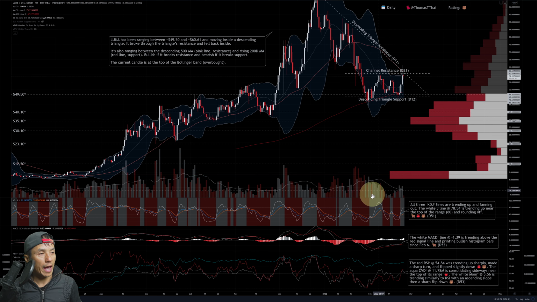Down below we have volume. Volume is decreasing here. You can see the moving average right here, it's on a decreasing line, the white line.